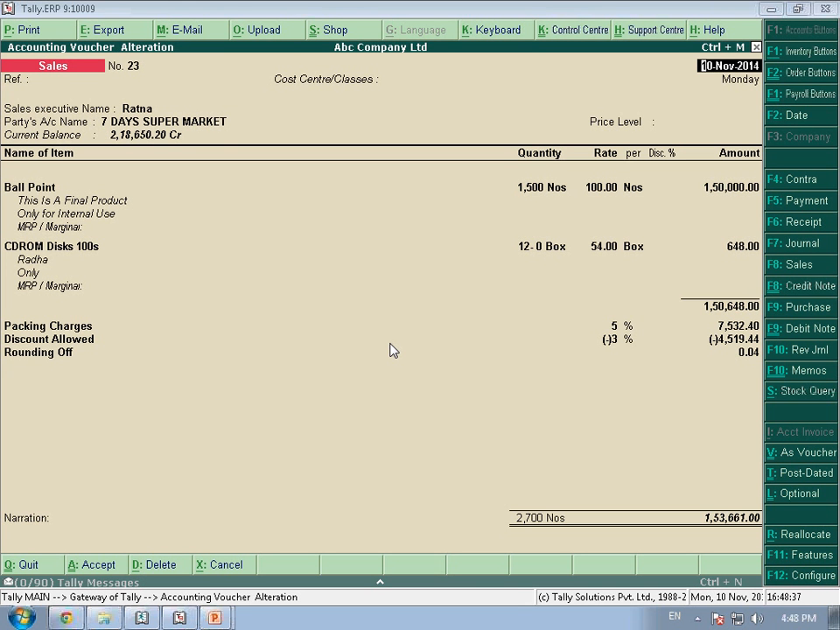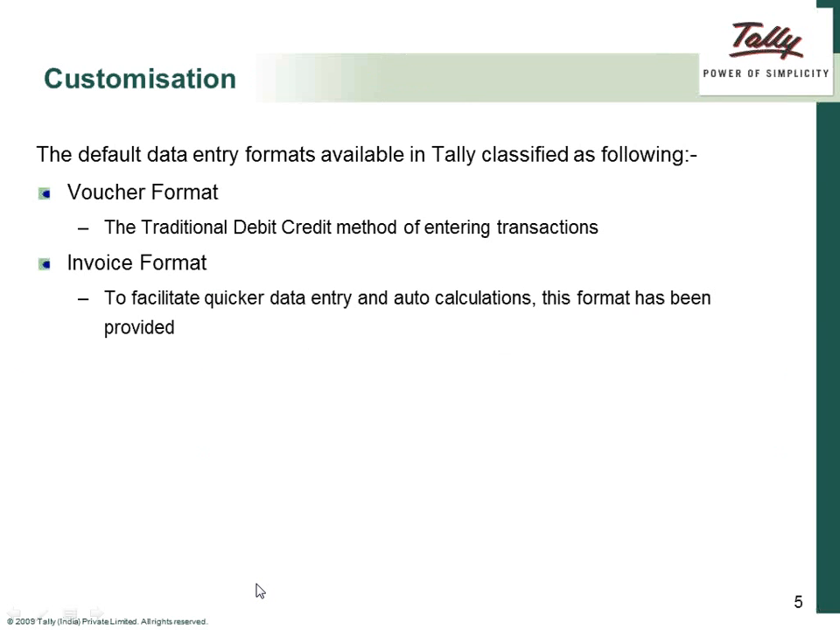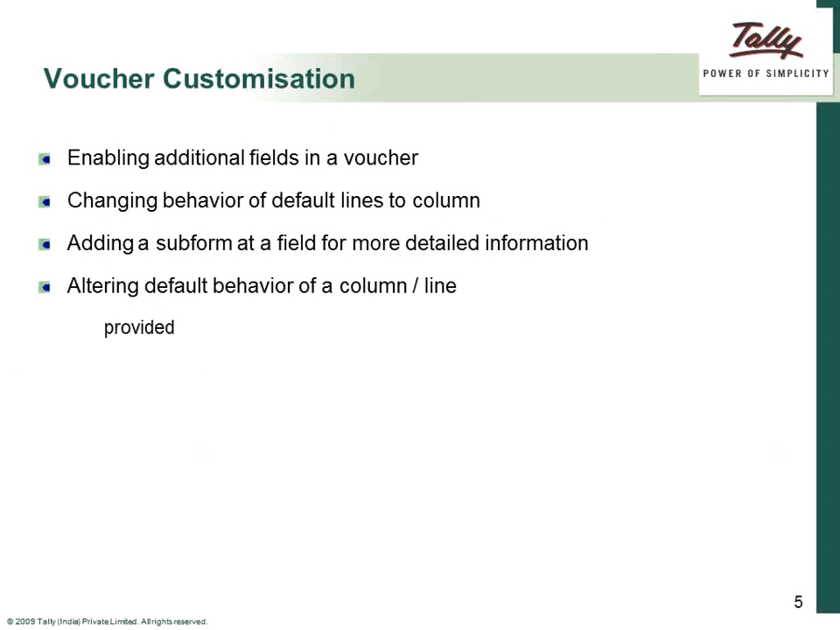So now, this is the voucher structure that we have. Now, when we talk about customization, there are two things. One is the voucher format, which is the traditional entries that we have, the debit and the credit entries. Most users today are using the invoice format because with a debit credit entry, you need to calculate the values. When we talk about invoicing, the calculation of the values happens automatically. Fair enough?